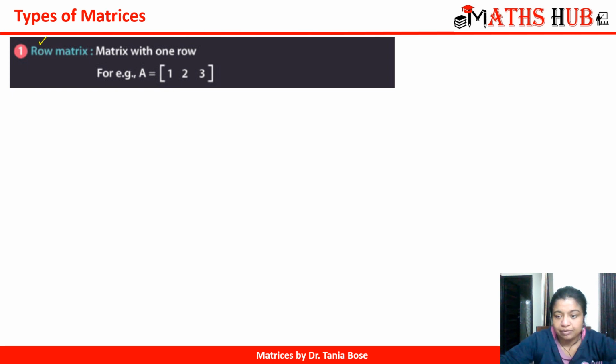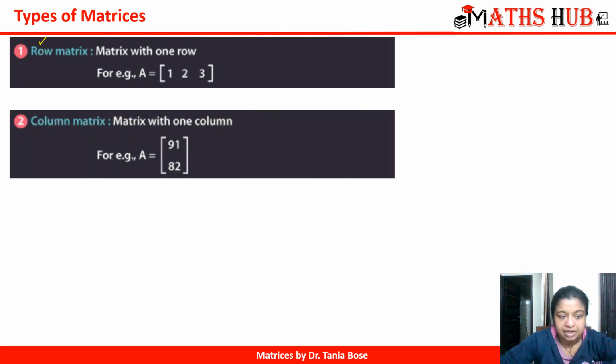Now the second type of matrix is a column matrix. When we put the arrangement in the form of columns, here you can see that there is one column and there can be any number of rows. So when there is one column in the matrix, it is called a column matrix.